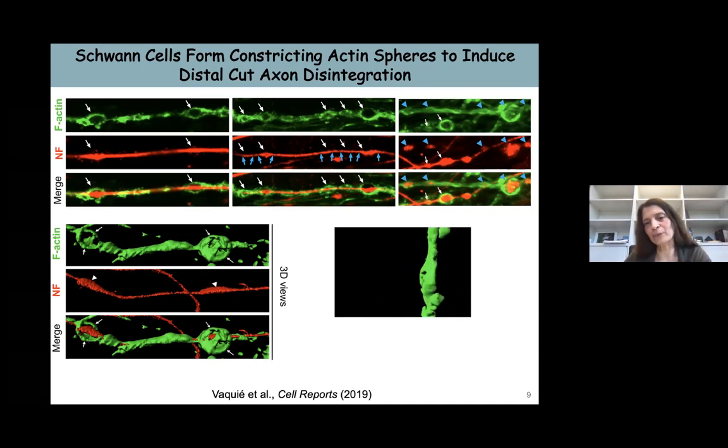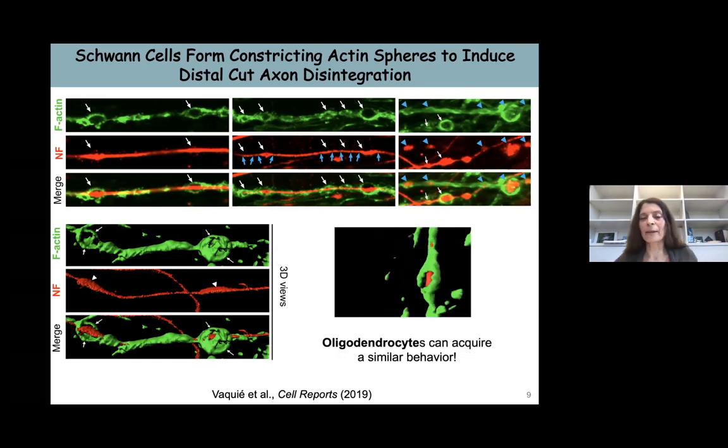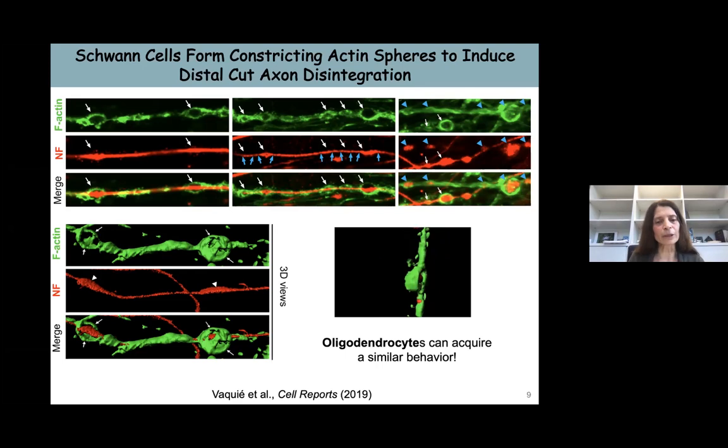However, when we supply them with lentivirus, we gave them VEGF receptor 1, so they could express VEGF receptor 1, then they were able to polymerize actin. So they didn't form those spheres, so they didn't have the same morphology, but they formed small arms of actin along the distal cut axon, and they could also accelerate the disintegration. So that was really quite amazing, that oligodendrocytes can acquire similar behavior as Schwann cells with only one protein. I thought this study was really amazing to see.